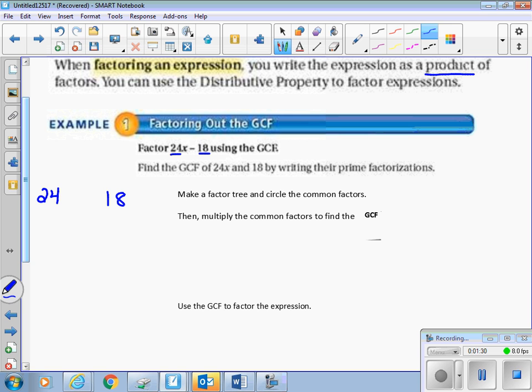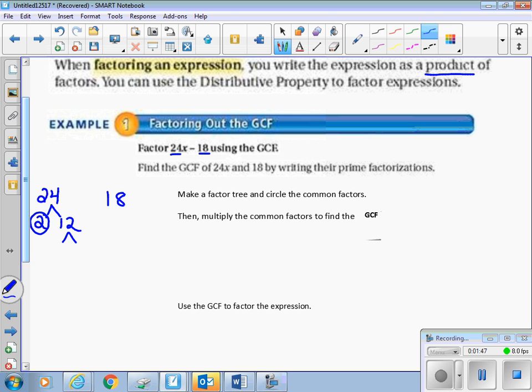So 24, I always start with the first prime number that there is, which is 2. Does 2 go into 24? Yes, it does. So I would do 2. 2 times what is 24? 2 times 12 is 24. 2 is prime, I circle it. 12 is composite, I need to keep going. It has more factors than 1 and itself.